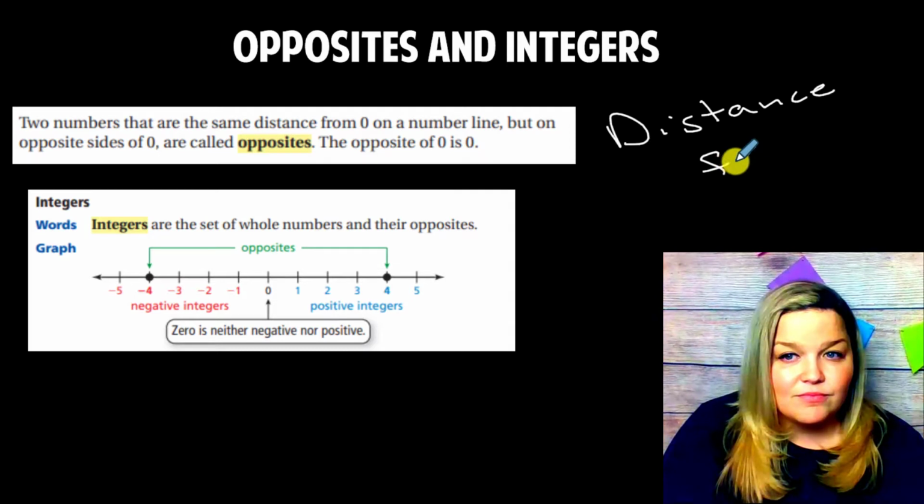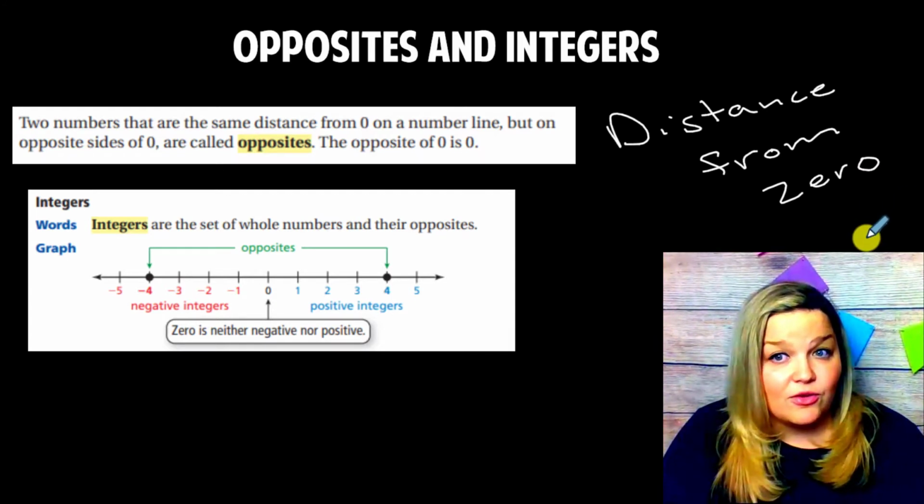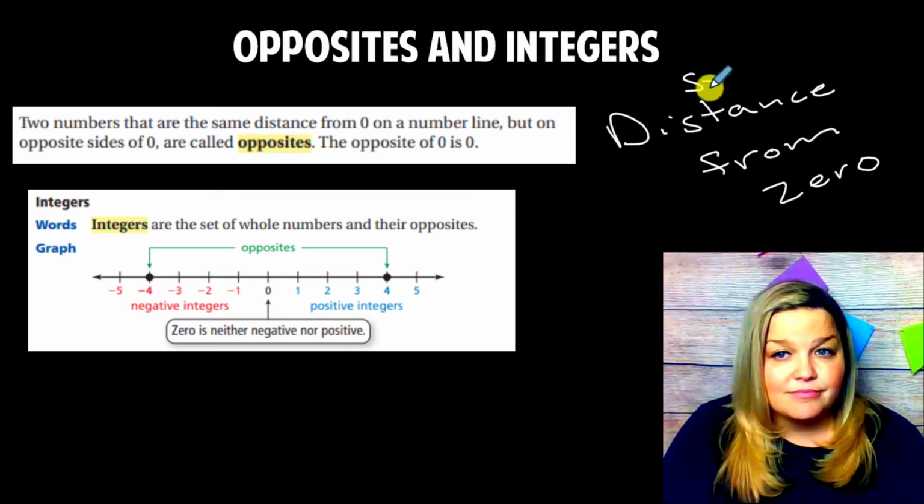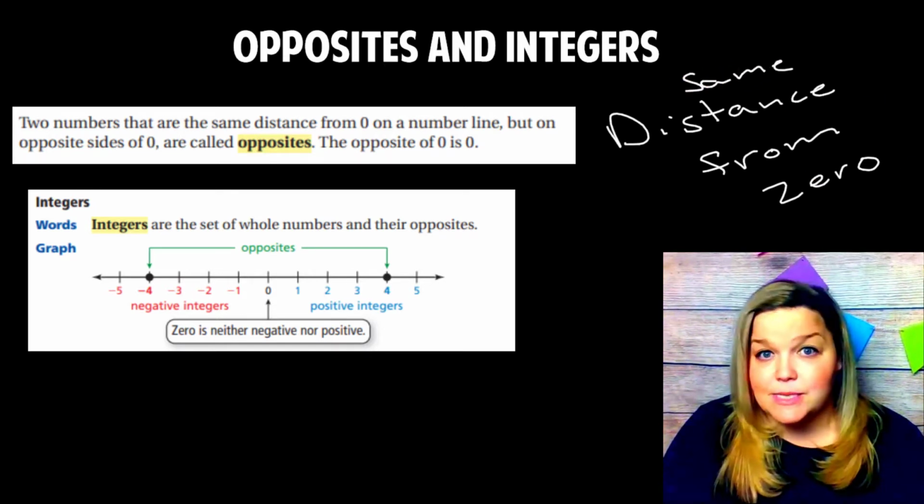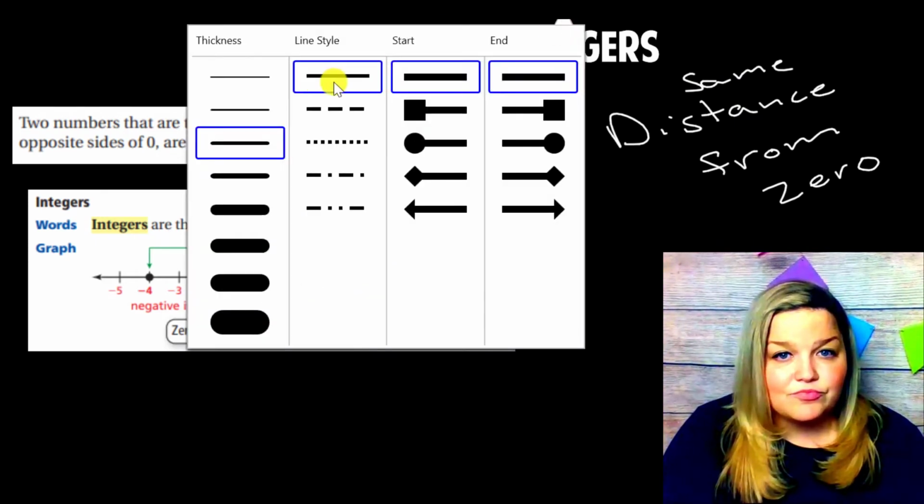from 0. In order to be considered an opposite value, the two numbers have to have the same distance from 0. So let's take a look at what we're talking about.